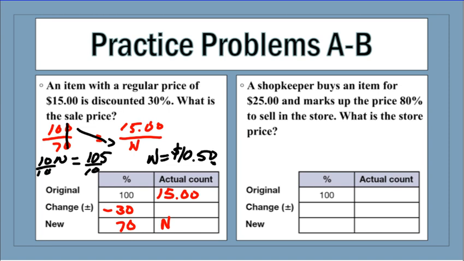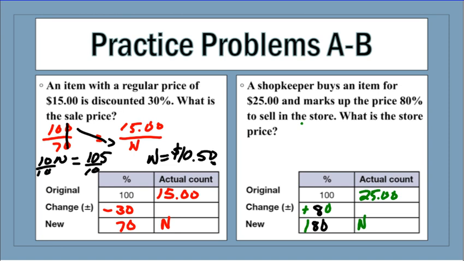Next one: a shopkeeper buys an item for $25 and marks up the price 80% to sell in the store. What is the store price? They buy for $25. They mark it up, so that's an increase of 80%. That means the new price is 180%. And we want to find out the store price, which is the new price. So I'll put N right here.